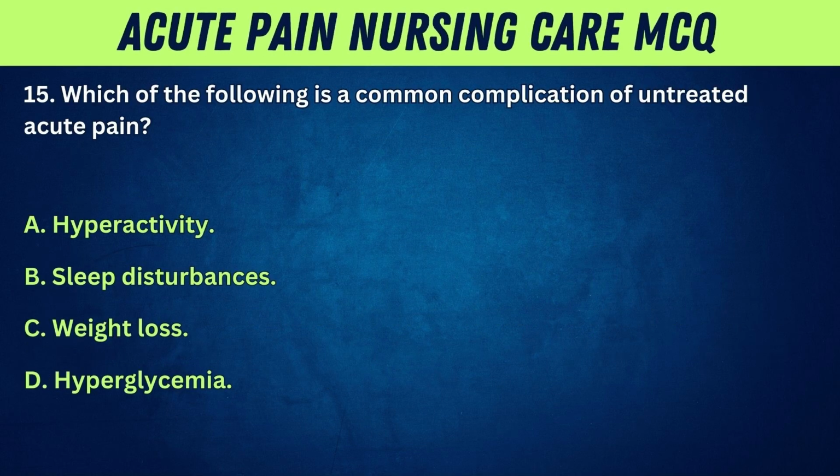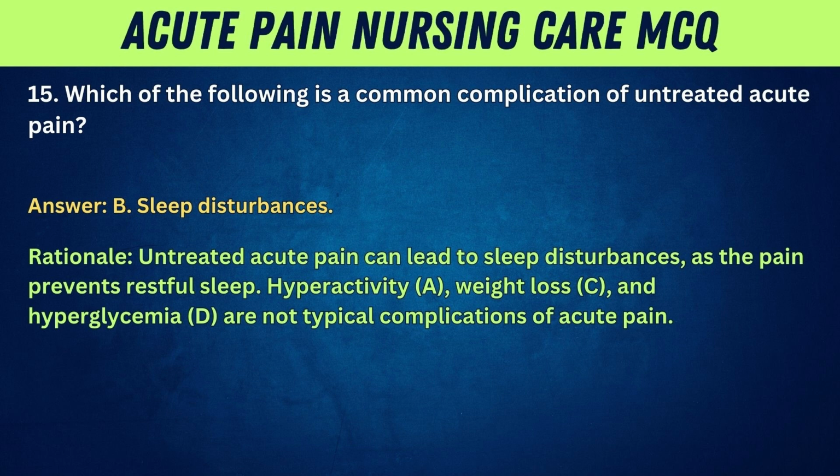15. Which of the following is a common complication of untreated acute pain? A. Hyperactivity. B. Sleep disturbances. C. Weight loss. D. Hyperglycemia. Answer. B. Sleep disturbances. Rationale. Untreated acute pain can lead to sleep disturbances, as the pain prevents restful sleep. Hyperactivity, A, weight loss, C, and hyperglycemia, D, are not typical complications of acute pain.